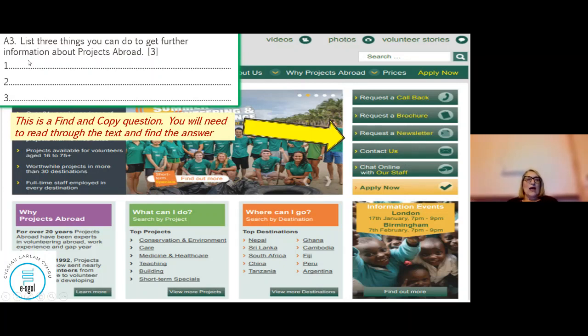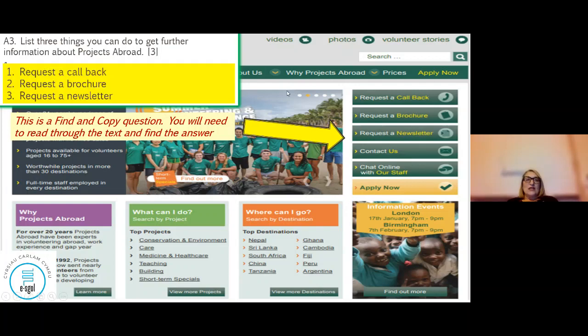Remember, it's three answers that they require. They've left space for three answers. So we can pick any of those three and pop those in, and that would be our answer. It doesn't matter which three you put in, they would all be on the mark scheme. So you can have any of those. Again, a find and copy question.